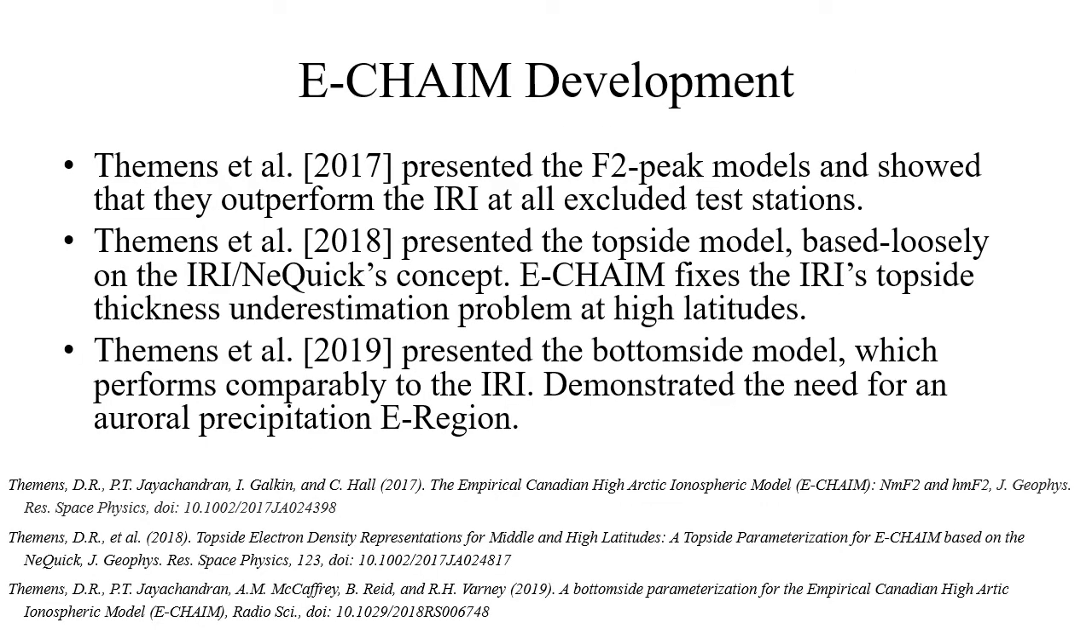So E-CHAIM was developed and published over a course of 3 papers. This 2017 paper described the F2 peak of the model, so hmF2, or peak height of the ionosphere, and foF2, the peak critical frequency of the ionosphere. The 2018 paper described the topside portion of the model, which was based loosely on what's used currently by the International Reference Ionosphere and NeQuick empirical models, but with some fixes to accommodate some fairly significant issues with those models. Finally, in our 2019 paper, we finished the model by including an E region, or bottomside and E region, which performs comparably to the IRI, but in that paper we also demonstrate that there's definitely a need, obviously, for the inclusion of an auroral E region in the model.